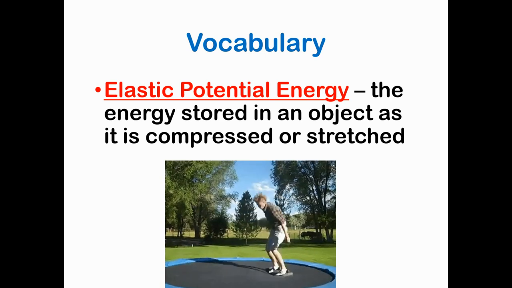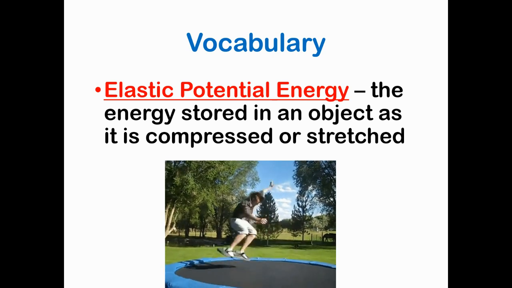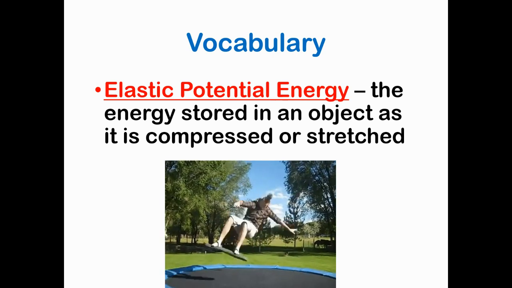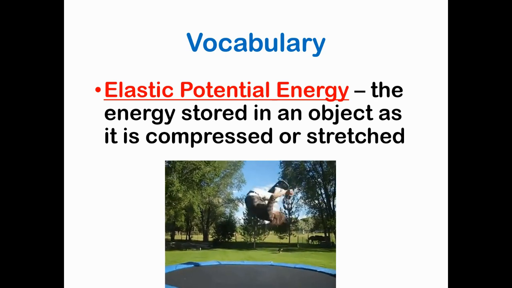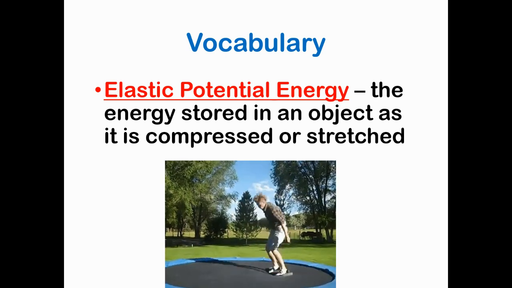One form of potential energy is elastic potential energy. Elastic potential energy is the energy stored in an object as it is compressed or stretched. Look at this guy bouncing on the trampoline with a skateboard strapped to his feet.